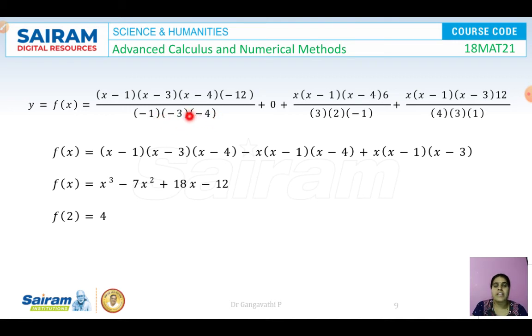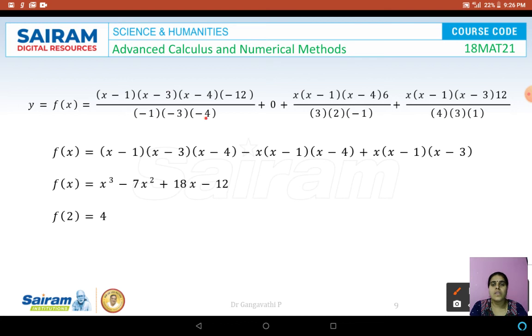When we simplify, 3 4s are 12. 12 minus 12, this minus 12 gets cancelled. So this 3 into 4 is 12 and this 12 gets cancelled. 3 2s are 6 and this 6, whereas -1, minus we can take it here. And here 4 3s are 12 and this 12 gets cancelled. So remaining is only the numerator.